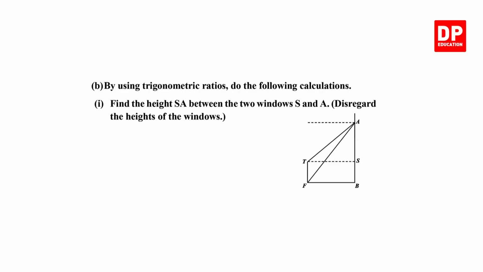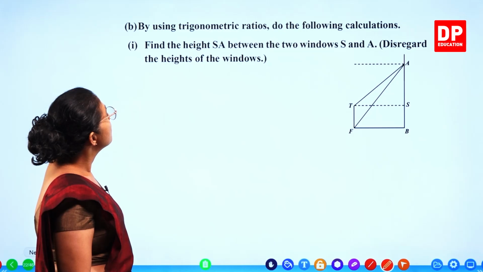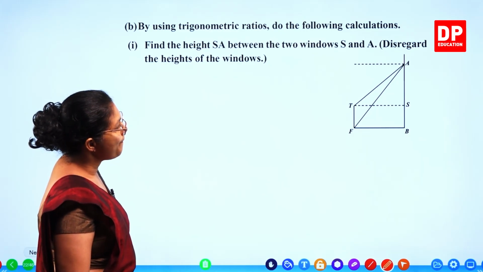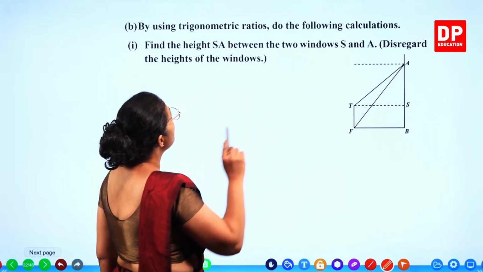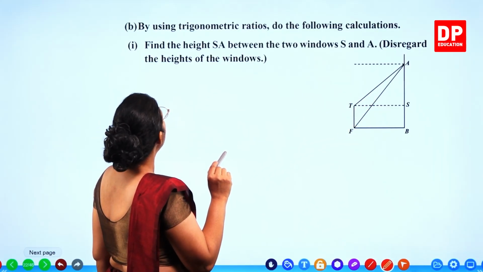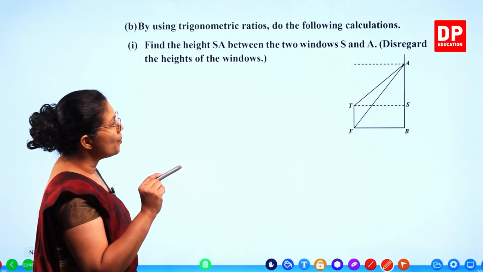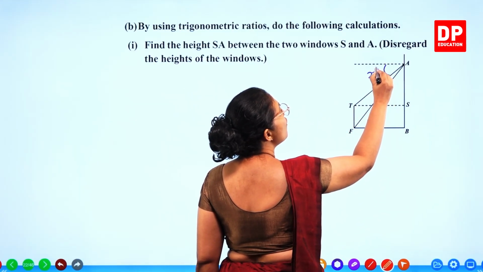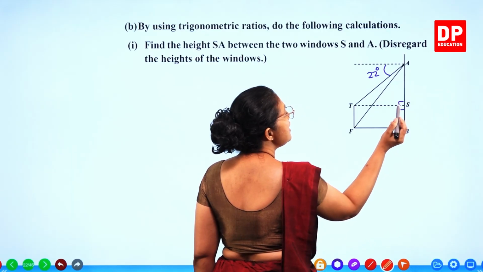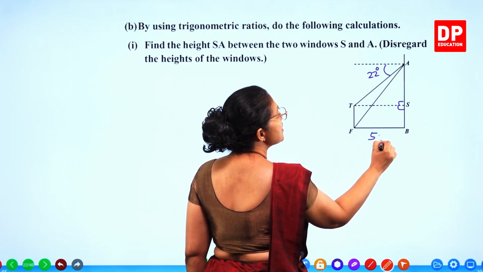By using the trigonometric ratios, do the following calculations. Find the height SA. This is the height between the two windows S and A. Disregard the heights of the window. So we know that this is 22. We marked that before. And this is 90 degrees. And this is 50 meters.